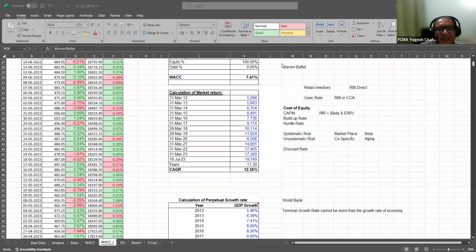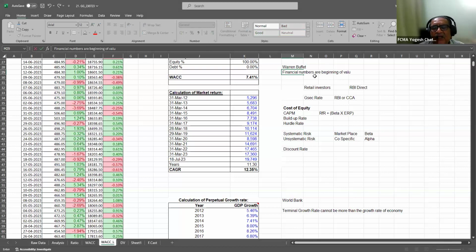So what I was trying to inform you, Warren Buffett once told that financial numbers are the beginning of a valuation exercise and not the end of it. So if you are doing the valuation solely on the historical financial statements of a company or merely on the financial numbers, probably that will not give you the true picture.